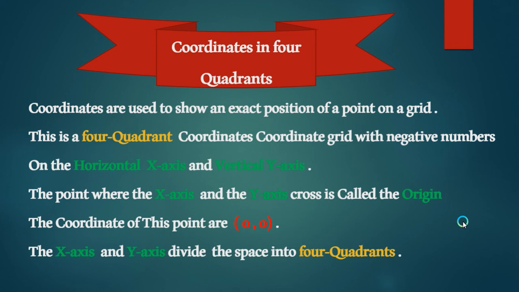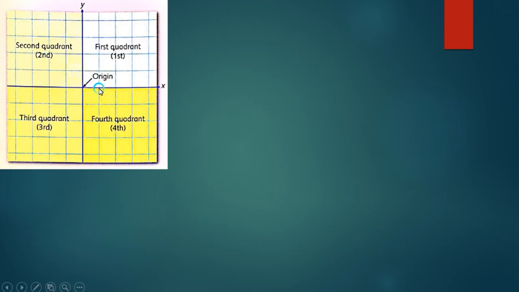The x-axis and y-axis divide this space into 4 quadrants, like that. I have this one, the first quadrant, where this is the x-axis and this is the y-axis, crossing at the origin point. This coordinate is 0, 0, and this is the first quadrant, this is the second quadrant, the third quadrant, and the fourth quadrant.